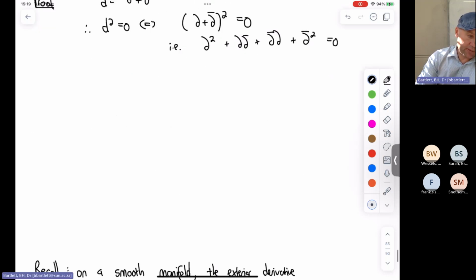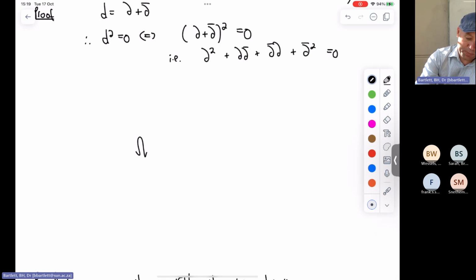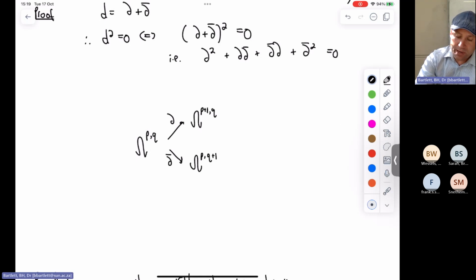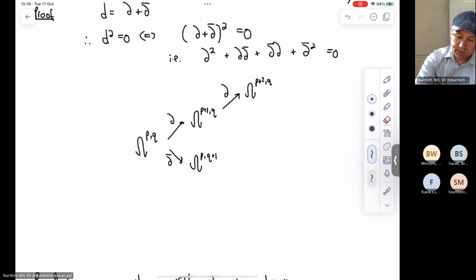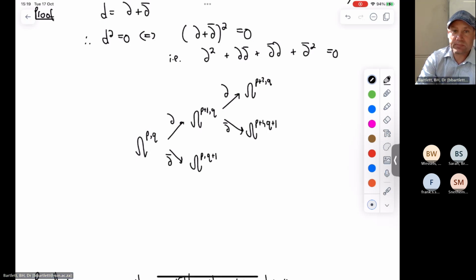Now let's draw a little picture here. We've got our p comma q forms. And let's see what's going to happen. When I do del to it, I'm going to get into p plus 1 comma q forms. When I do del bar to it, I'm going to get into p comma q plus 1 forms. When I do del again to one of these, I'm going to get to a p plus 2 comma q form. Or I could do del bar to this, and I would get into a p plus 1 comma q plus 1 form.